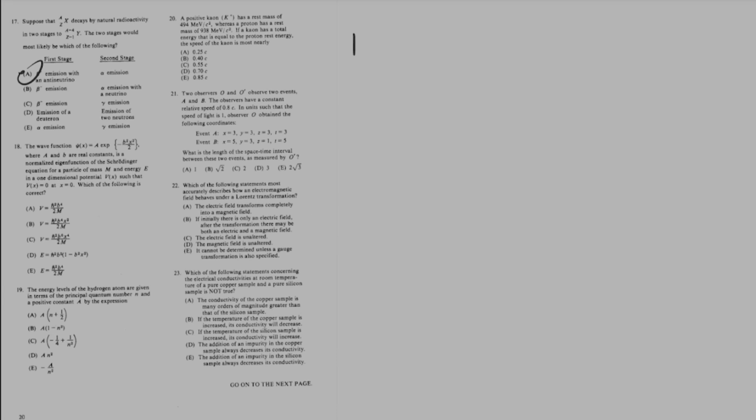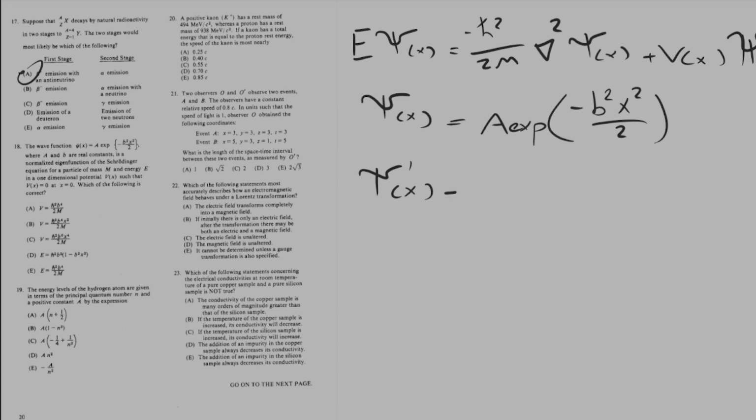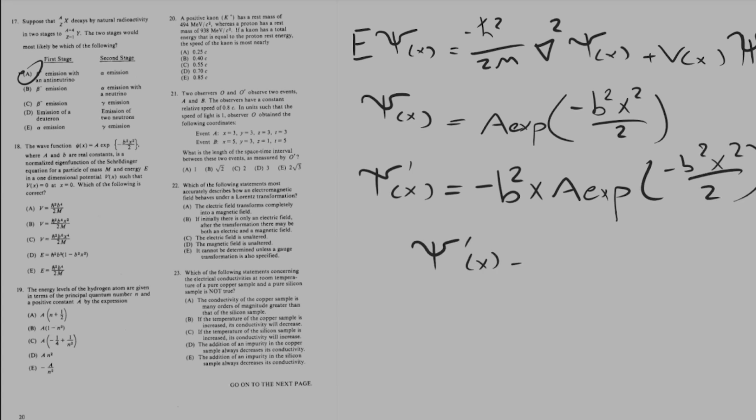So let's write down Schrodinger. We have E psi of x equals minus h bar squared over 2m del squared psi of x plus V of x psi of x. And psi of x is that equation, A e to the minus b squared x squared over 2. So I need the second derivative of that. So I have psi prime is minus b squared x, the 2's will cancel, times A e to the minus b squared x squared over 2, or writing it simply, minus b squared x psi of x.